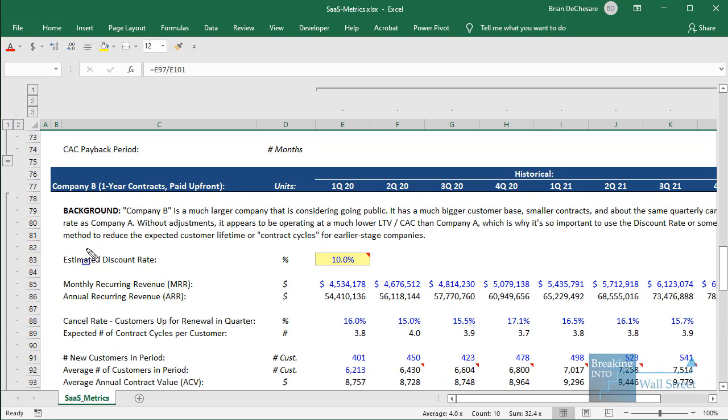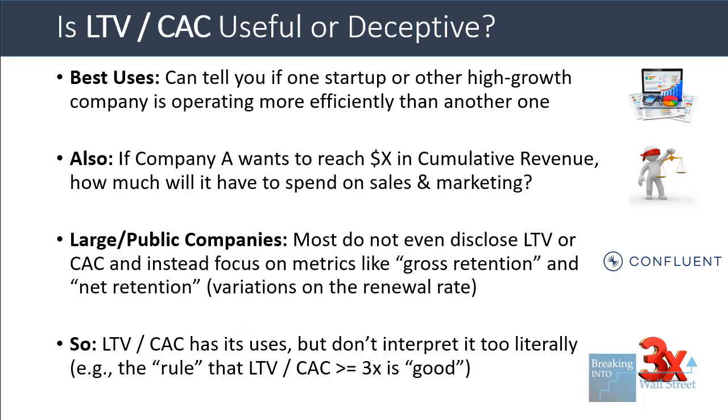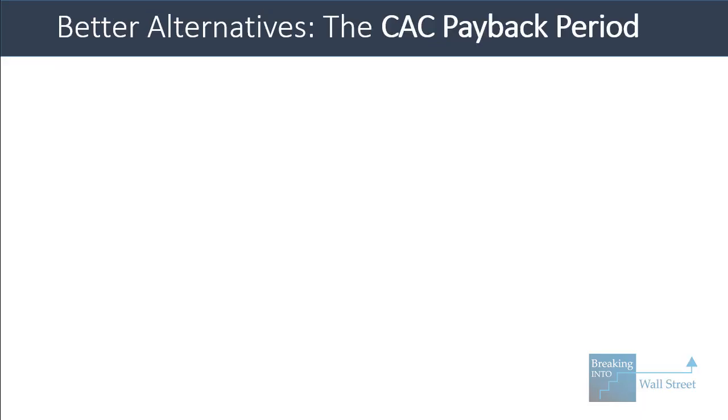But of course, most people never even make this adjustment or think about the possible problems with trying to estimate this based on very limited data. That's LTV to CAC. Let's now look at a possibly better alternative called the CAC Payback period.